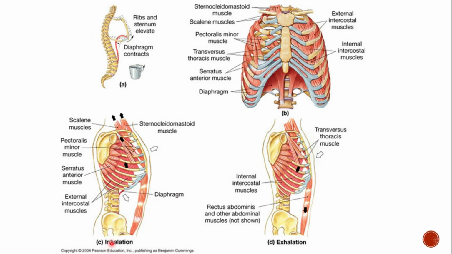During the process of inhalation, we can see the participation of scalenes, sternocleidomastoid muscles, pectoralis minor and major, serratus anterior muscles, external intercostal muscles, and the diaphragm. While during exhalation, we can see the participation of transversus thoracic muscle and the intercostal muscles. The rectus abdominis and other abdominal muscles are not shown here, but they also participate during the process of forced exhalation.